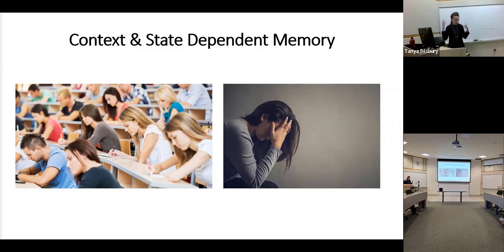State-dependent memory applies to your physical or psychological state. If you are in a bad mood, you're more likely to remember bad things that put you in a bad mood. If you are feeling happy, you're more likely to remember things in your life that make you feel happy. Some people get drunk and, say, lose their keys or hide some alcohol, and in order to find it, they have to get drunk again. At least that's the story.